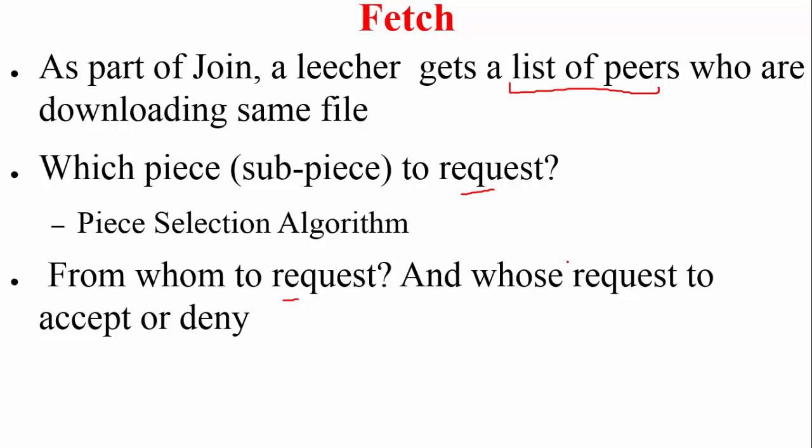And you as a peer are going to get such requests for pieces. Whose request should I accept and whom should I deny? So these are some of the questions you need to answer as part of the fetch process. This aspect of whom to request, and whether to accept or deny a request, is taken care of by the choking algorithm. So let's take a break here. During the break, why don't you think about how you would implement these two aspects? Remember the two challenges, one of churn, another of freeloaders.